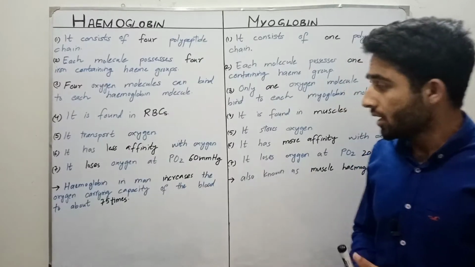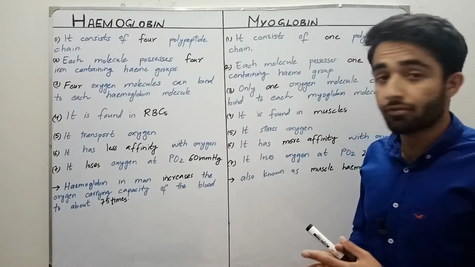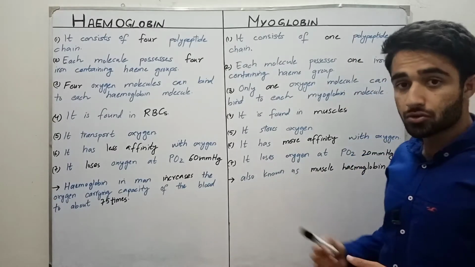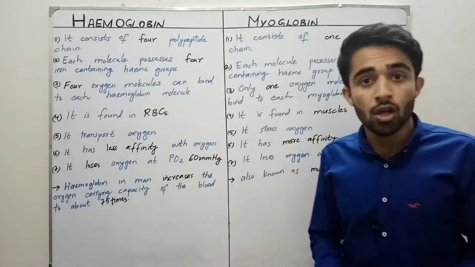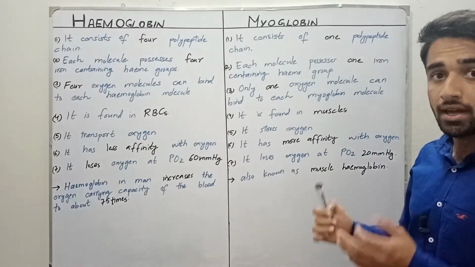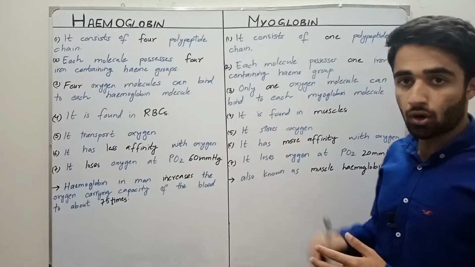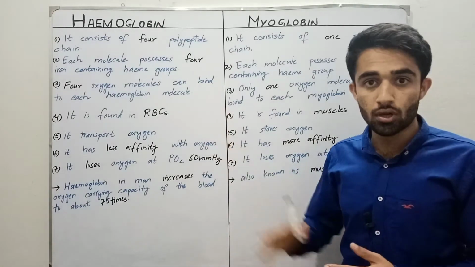Hemoglobin in man increases the oxygen carrying capacity of the blood to about 75 times. Myoglobin is also known as muscle hemoglobin because it has the same function as hemoglobin, but it is present in the muscles, and it only stores the oxygen. It doesn't transport the oxygen.